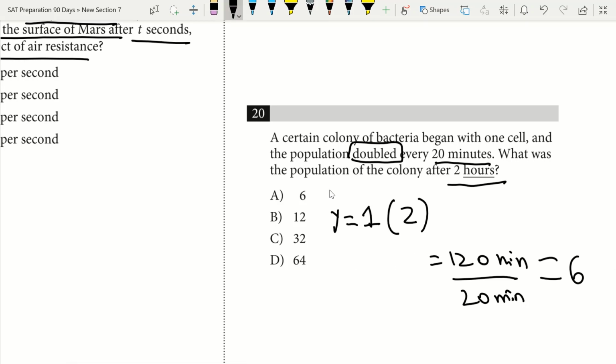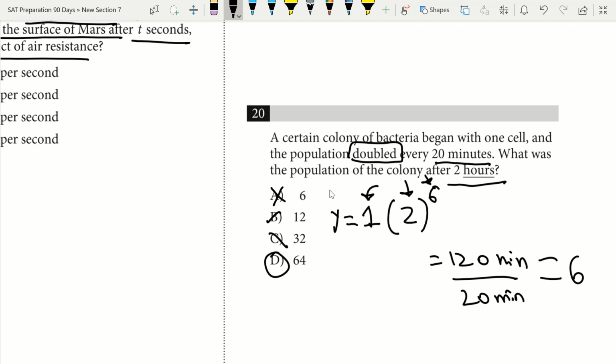All right, so we're doubling 6 times, which means we're going to have to raise this 2 to the 6th. This is our double, and this is us doing that 6 times. We plug that into our calculator. 2 to the 6th is 64. 64 times a 1 here gives us 64 as our answer, D. All right, that's the fastest way to do it.